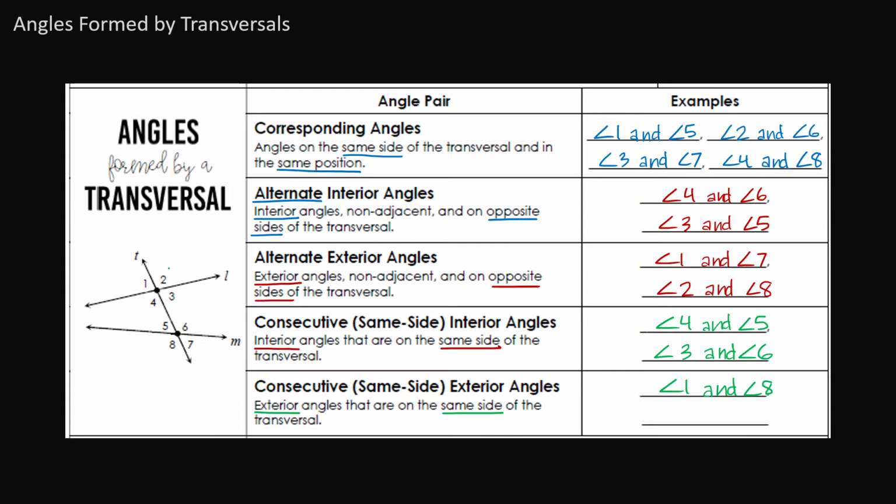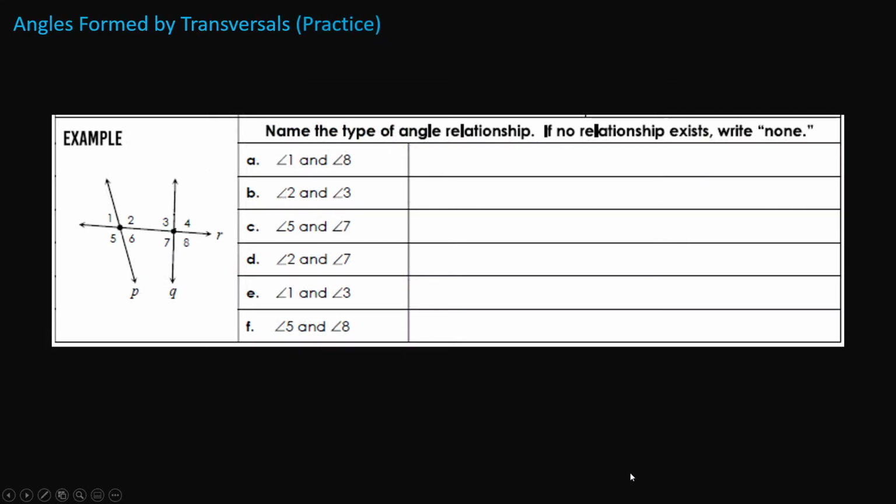And we also have angle 2 and angle 7. There you go. Those are our many different types of pairs of angles formed by a transversal. So let's practice defining those relationships. We're going to name the type of angle relationship, and if no relationships exist, we're just going to write none.